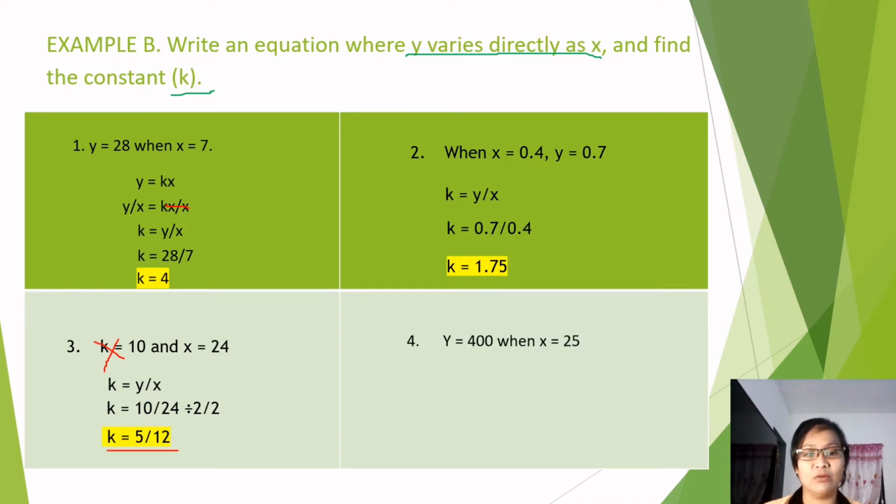Next, number 4, y is equal to 400 when x is equal to 25. Our equation for constant, k is equal to y all over x. Then substitute the given. Y is equal to 400 and x is equal to 25. 400 divided by 25 is equal to 16. Therefore, our k is equal to 16.